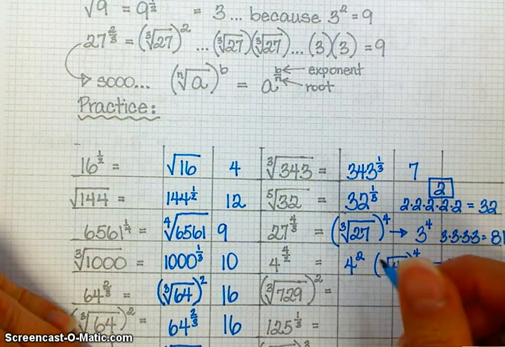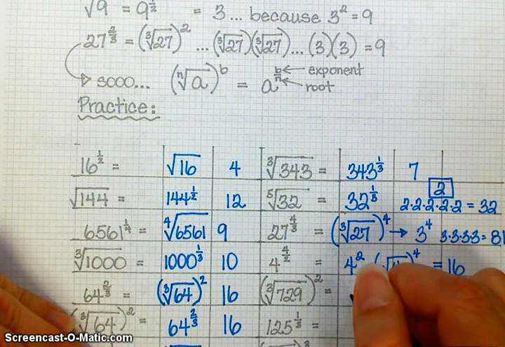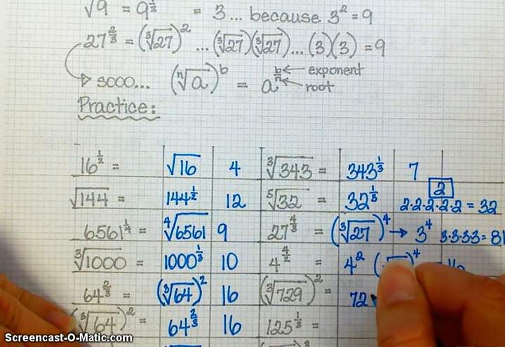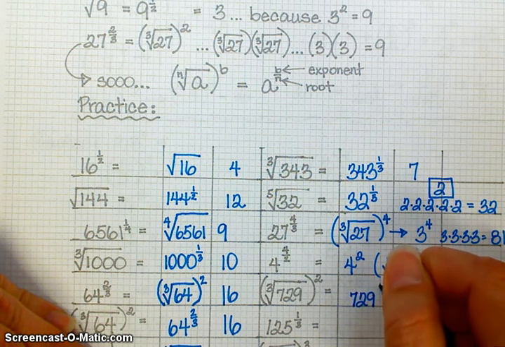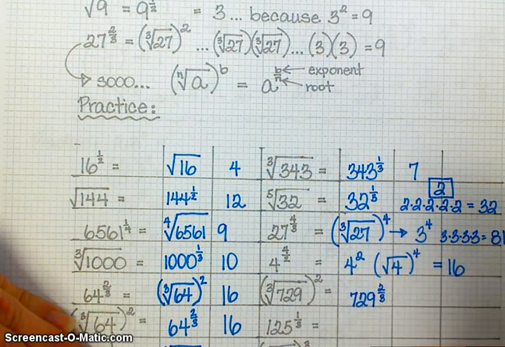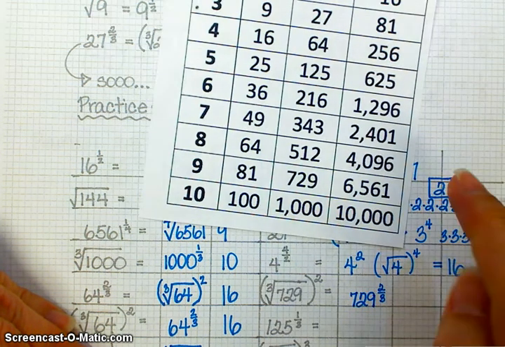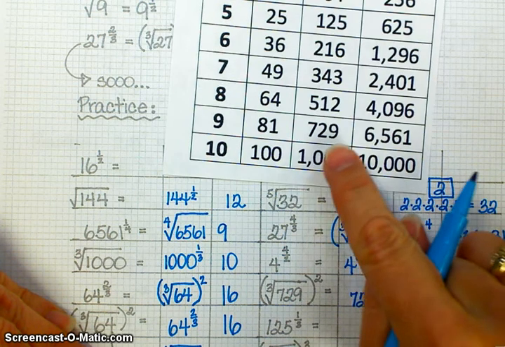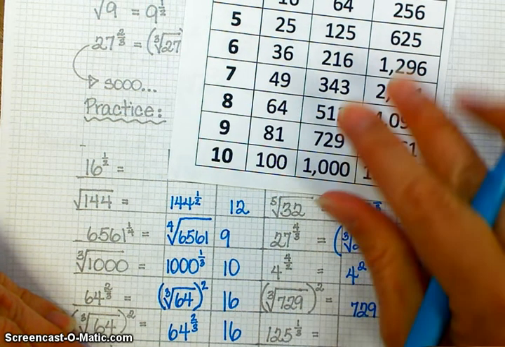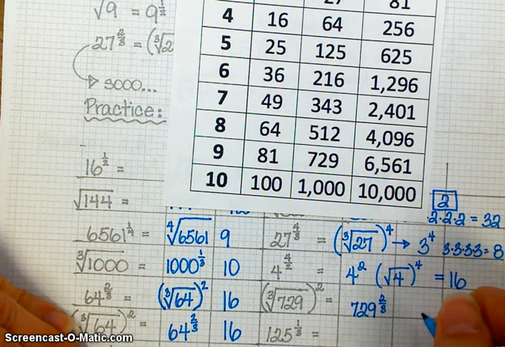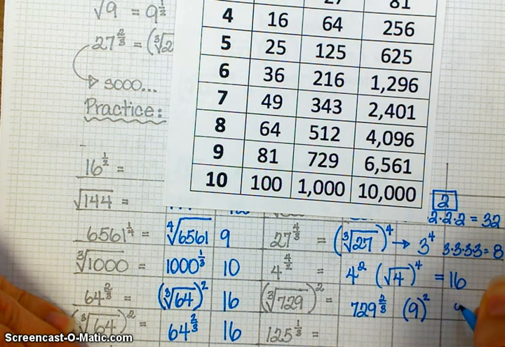Alrighty. This one is 729 raised to the 2/3 power. So you're taking the cube root of 729. Where's 729? So the cube root of 729 is 9. And then it's asking you to square that, and that's 81.